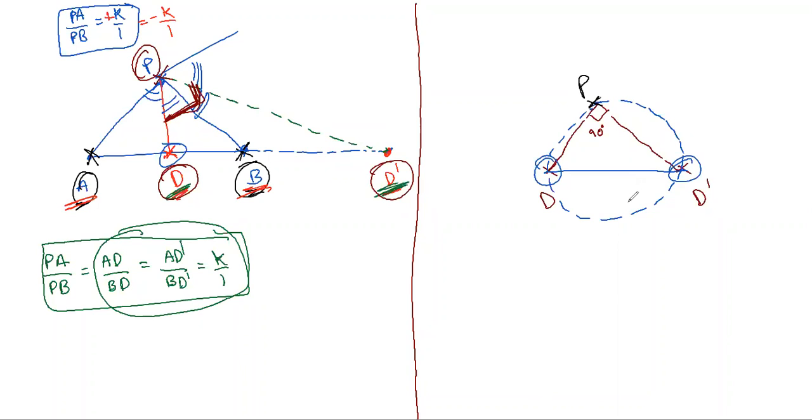D plus D dash by 2. Vectorially speaking, the midpoint of D and D dash. Yeah, very good. So if you know the coordinates of D and D dash, can you find the midpoint, Vishal? Yes, sir. So we can find the center of the circle as the midpoint of D and D dash.